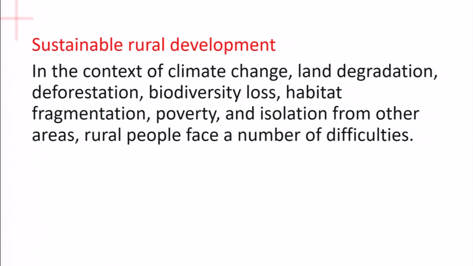Now coming to the third topic, which is sustainable rural development, or in other words, ensuring that the poor in the community have a sustainable livelihood by developing the projects or programs that are available in the community. So in the context of climate change, land degradation, deforestation, biodiversity loss, habitat fragmentation, poverty, isolation, rural people face several difficulties. In the rural areas around the world, a traditional economy centered on subsistence agriculture is still very common.